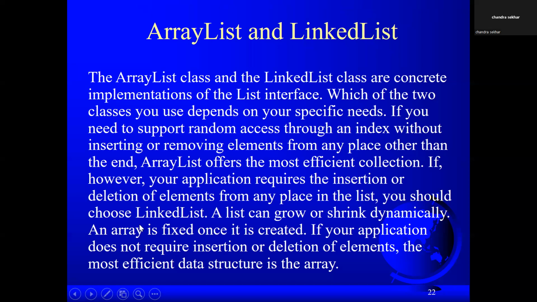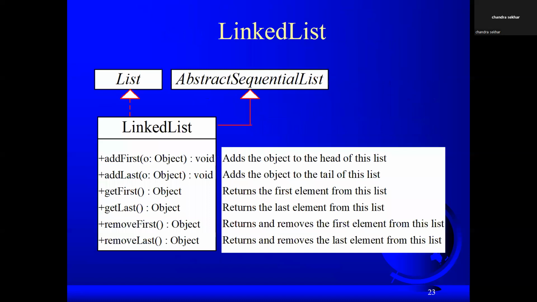Compared with that, an array is a fixed one. Generally, if you know everything, the size is predefined, and you don't get any insertions or deletions later. In such cases, it is better to go for the array itself. But if you have insertions and deletions and you don't know the exact size, in such cases you will go for the list.